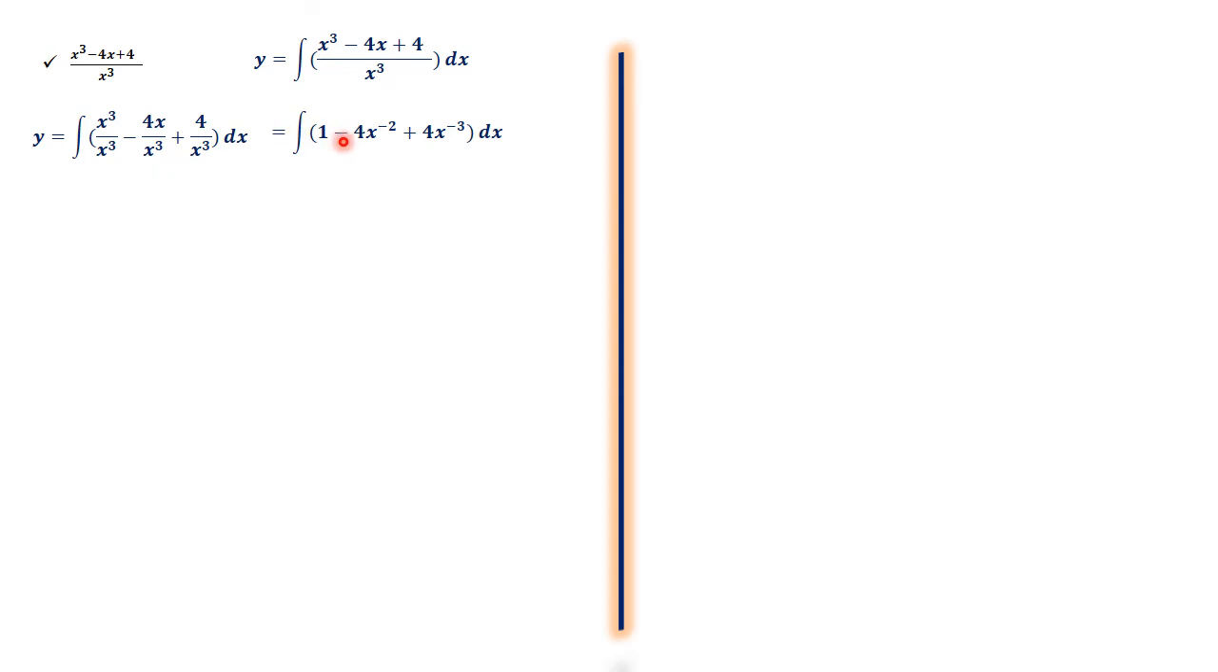We have an interesting one there on your screen. It's a quotient, that is, we have a term divided by something, and therefore we're just integrating that, but you need first of all to transform it. Divide every term by x cubed, like I have written there, and then simplify to get 1 minus 4x raised to the power negative 2 plus 4x raised to the power negative 3.